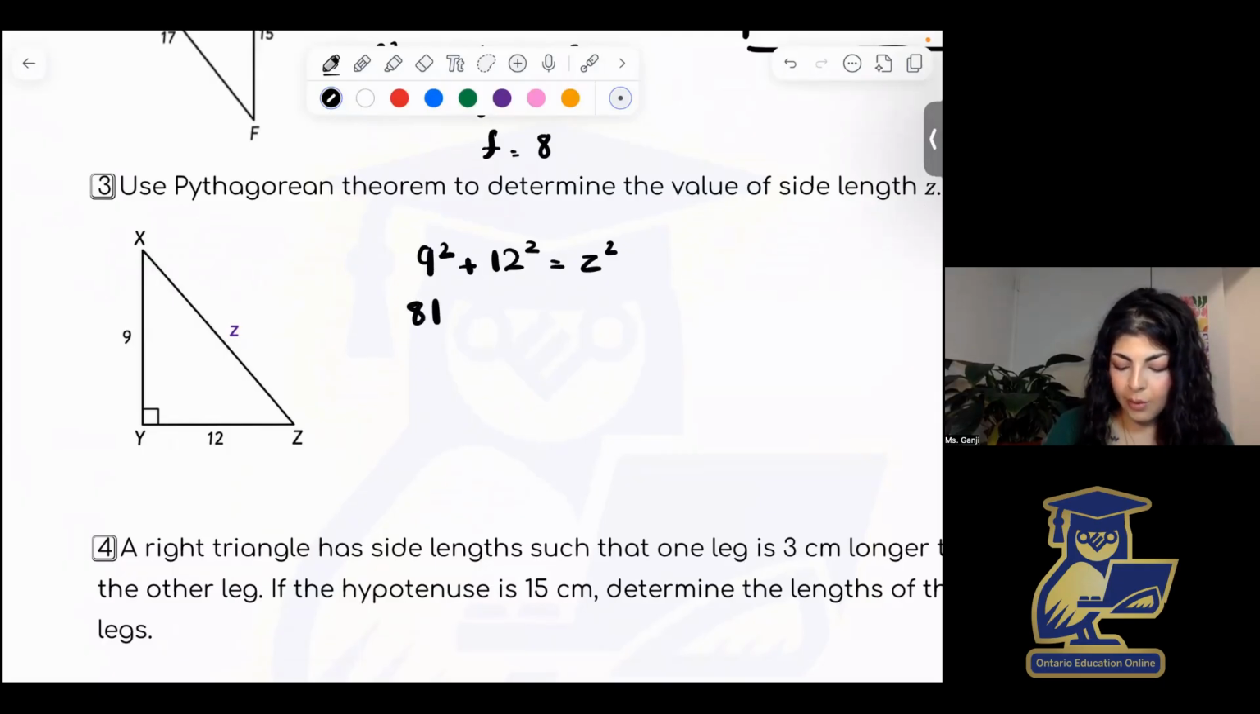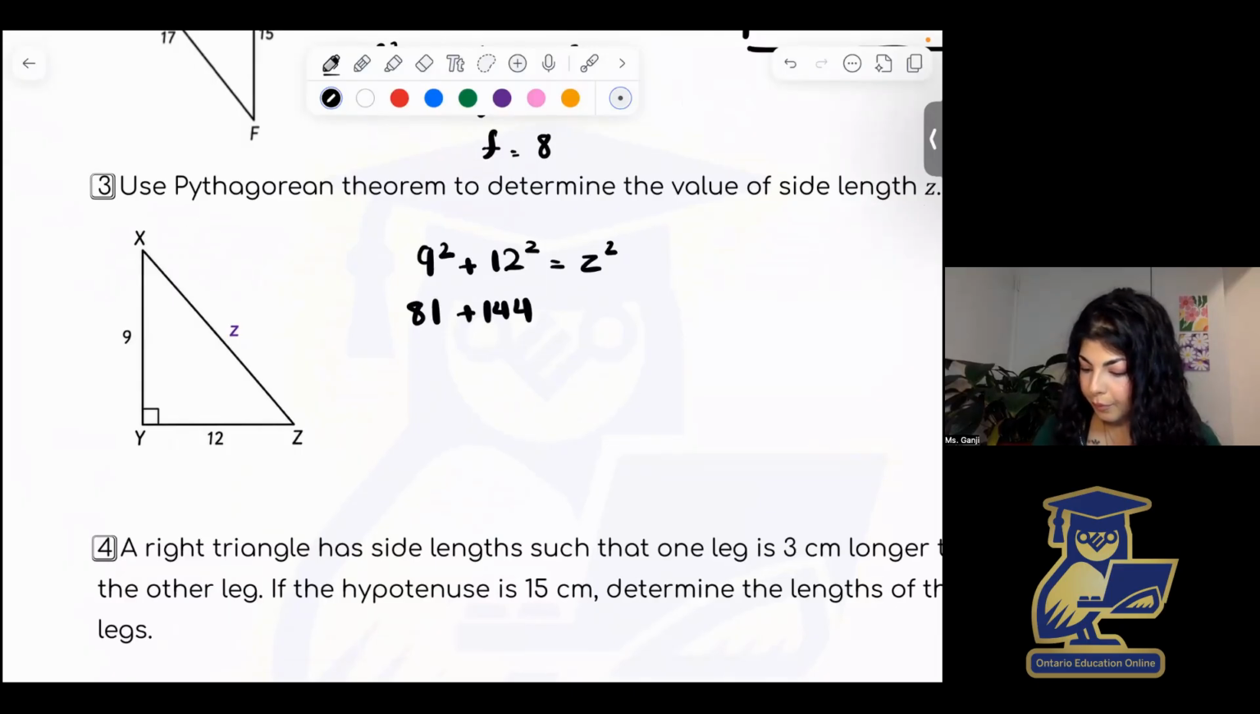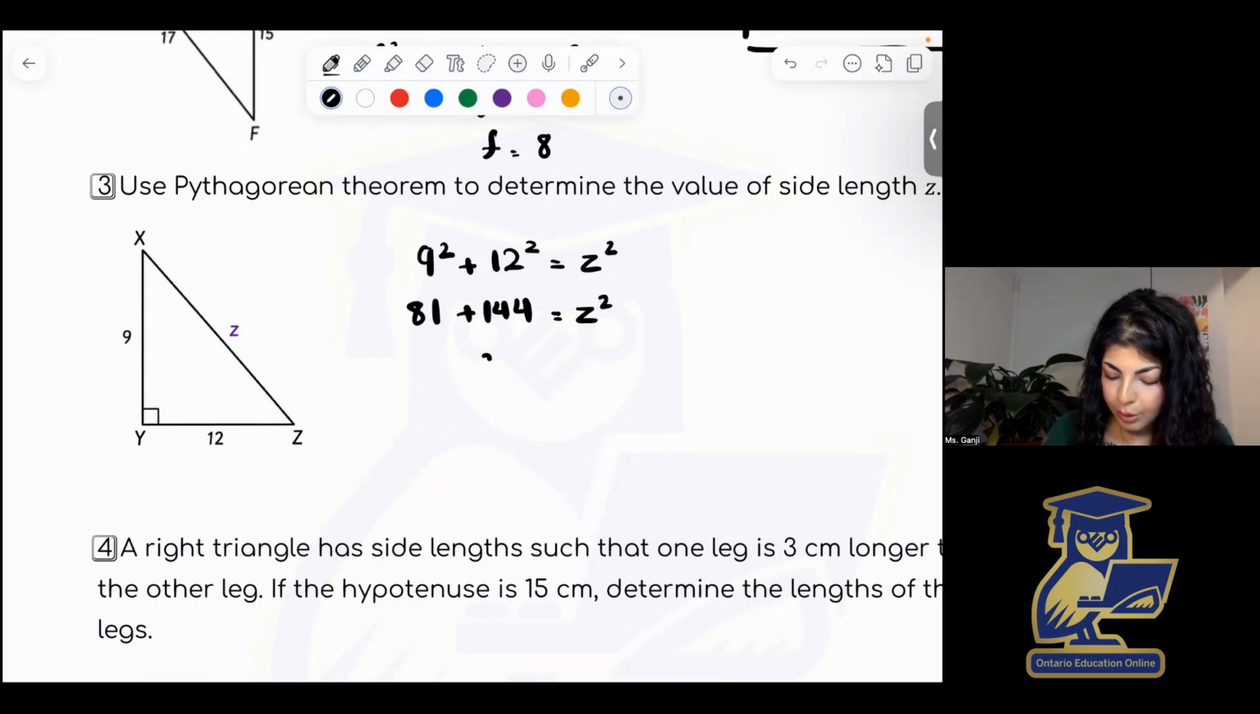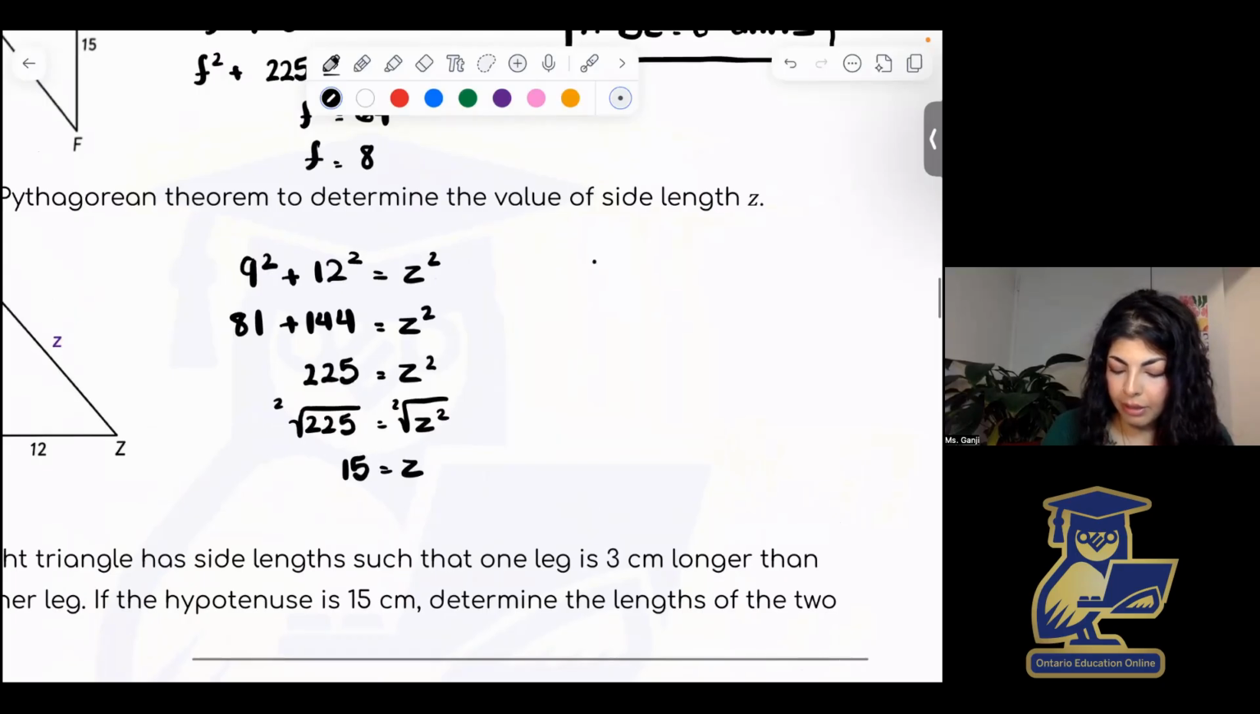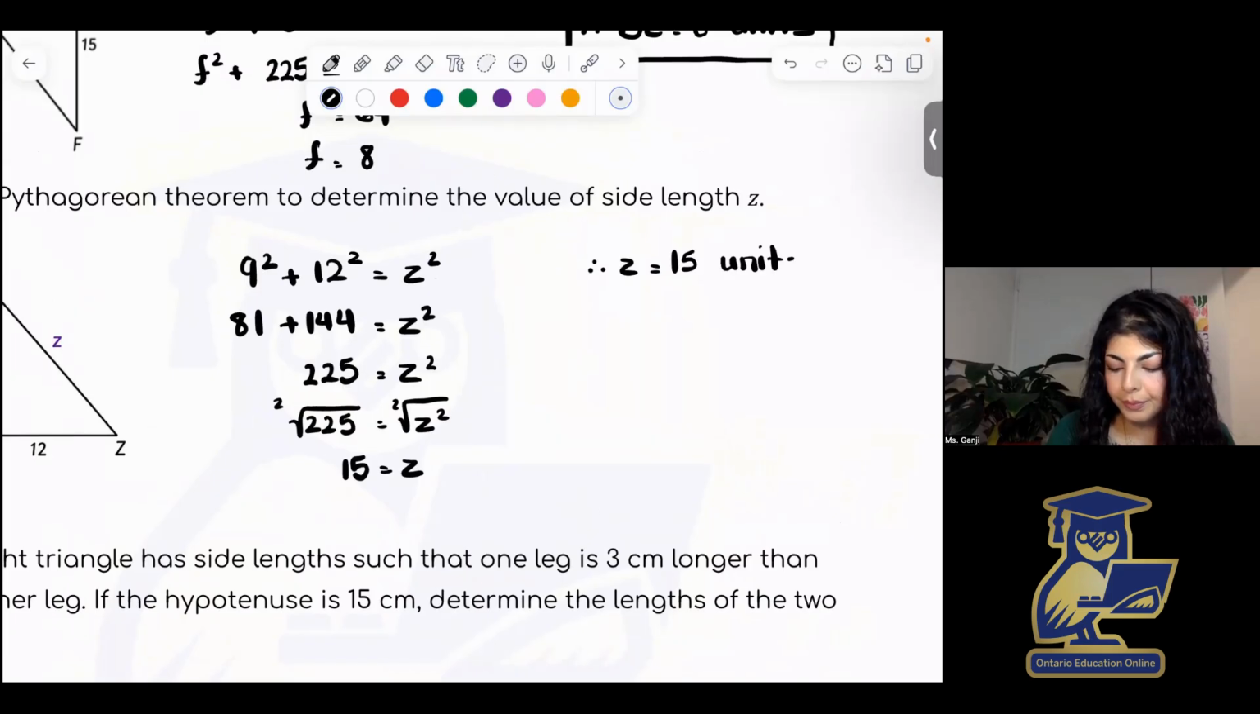Now here we have 81 plus 144, and this is Z squared. So this will be 225 is equal to Z squared. And again, taking the square root of both sides, I will find that Z is equal to 15. And when I'm writing my final answer, therefore Z is equal to 15 units.